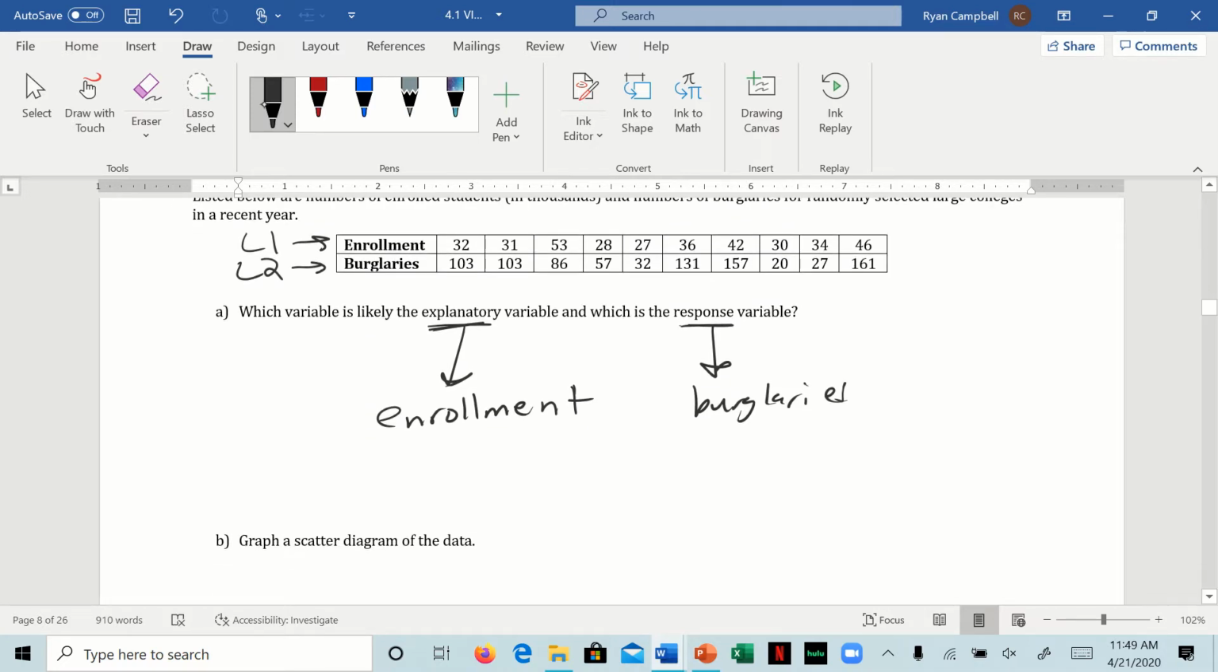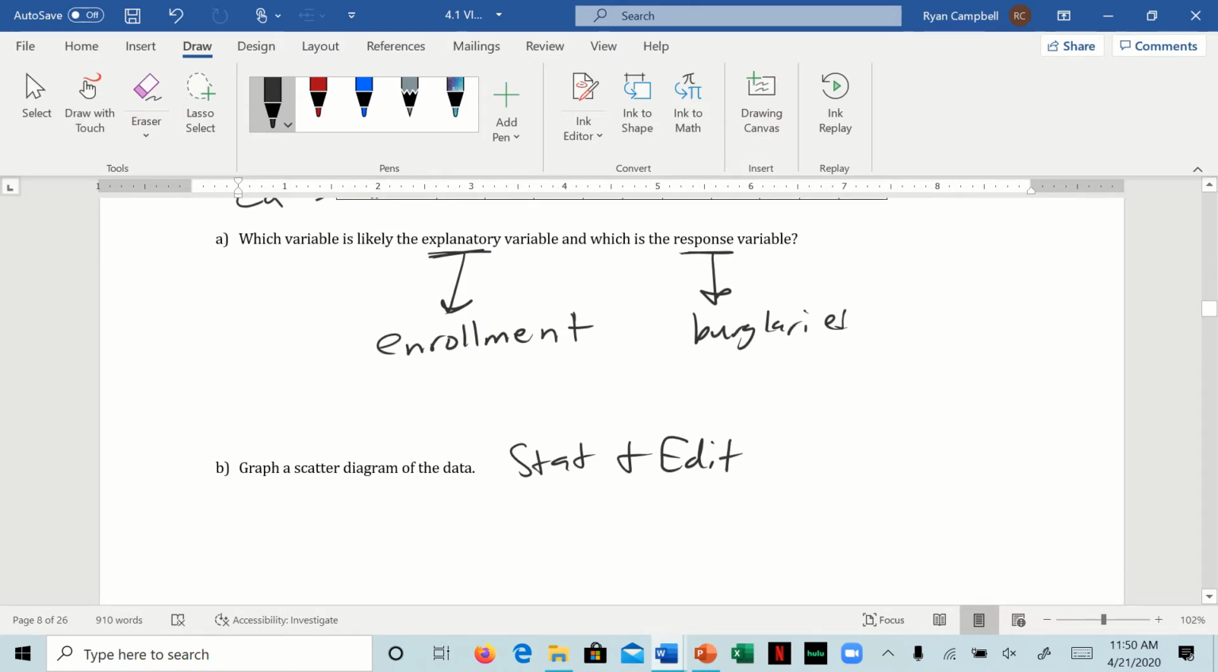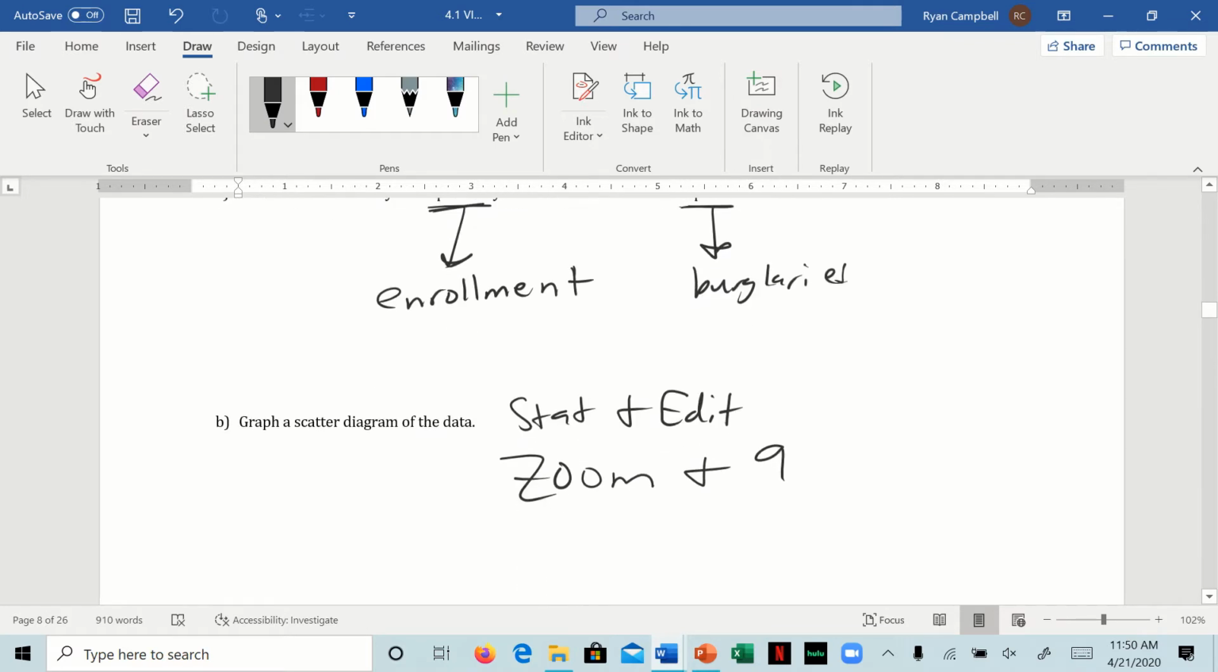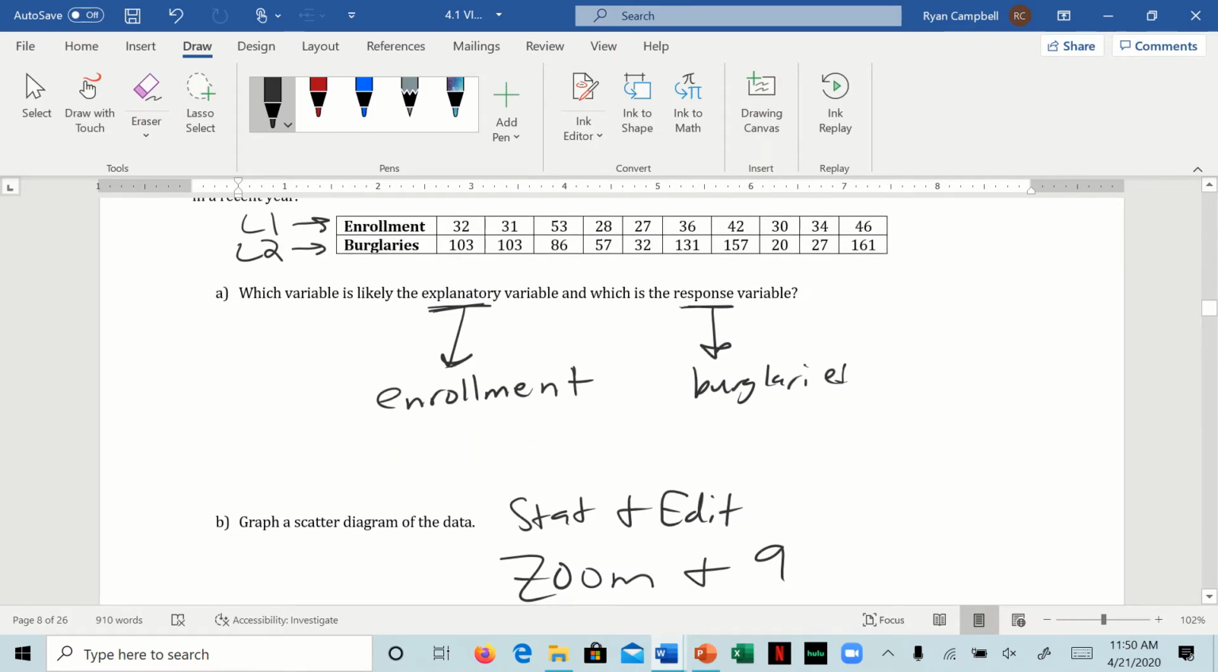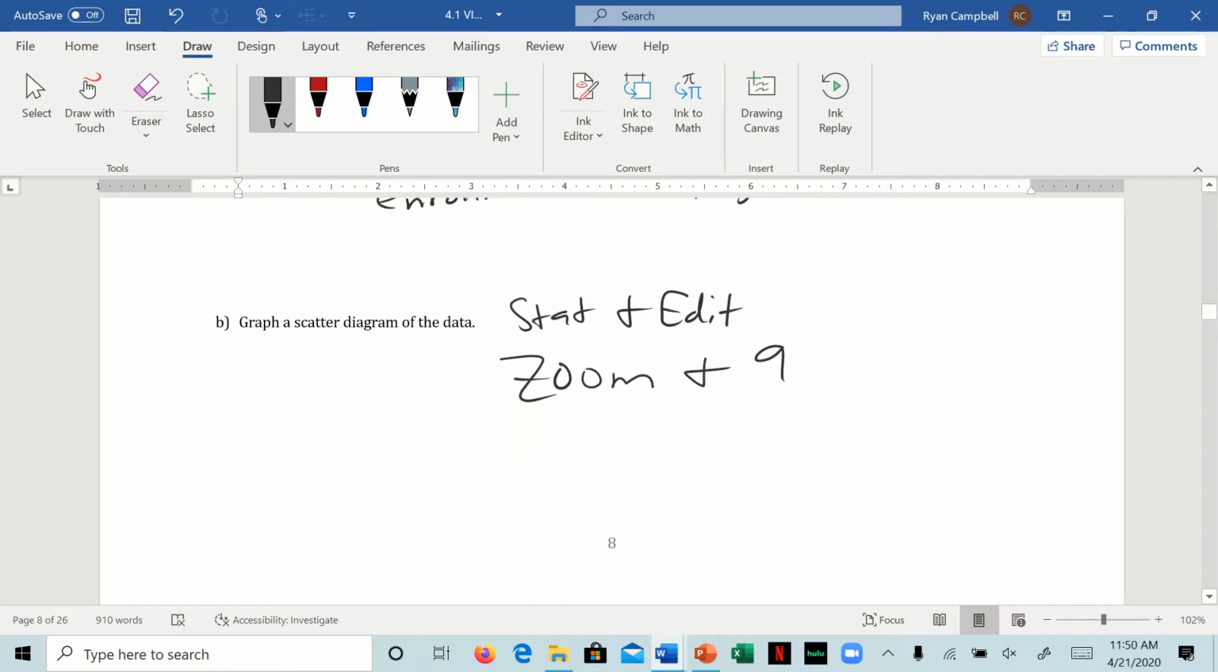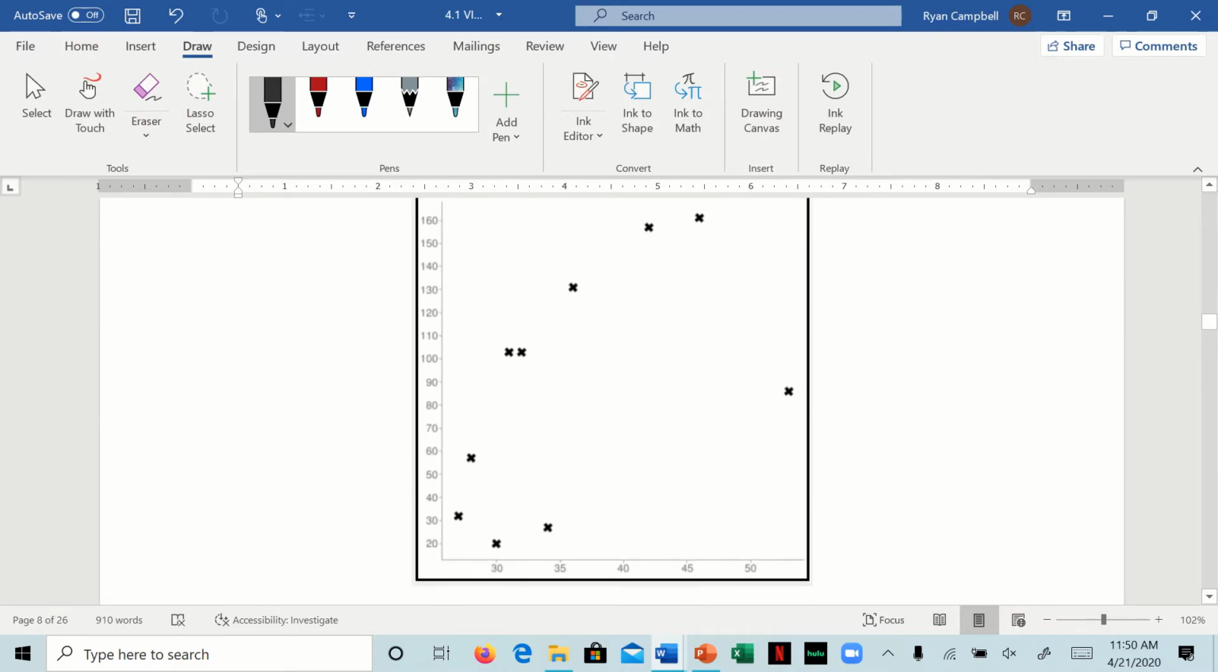So when you plug this into your calculator, do the scatter plot. Go to stat, edit. Plug L1 into your enrollment, L2 into your burglaries. And then all you need to do is just hit zoom, and then number 9, zoom stat. And again, if you need to pause this video, that's fine. But what we should see is this.